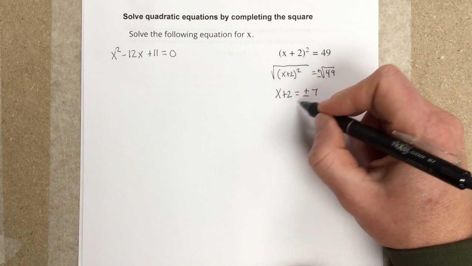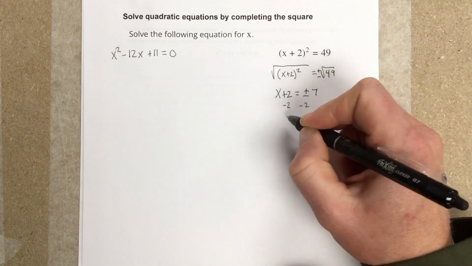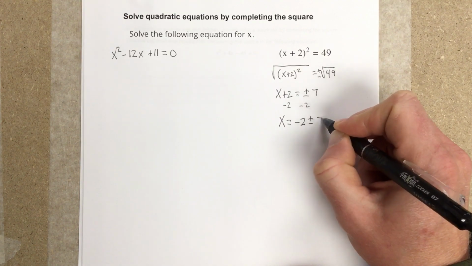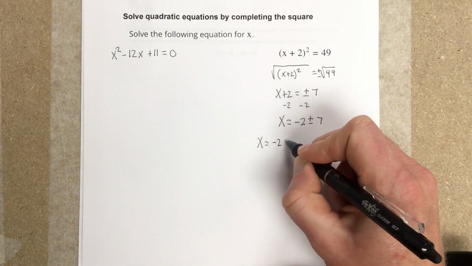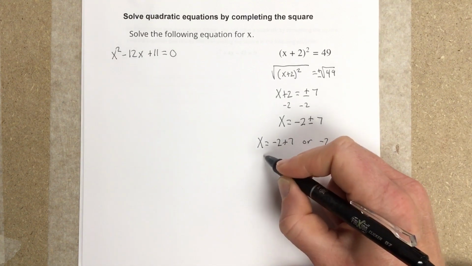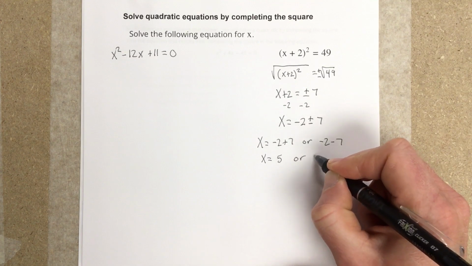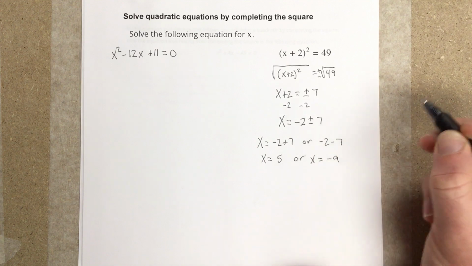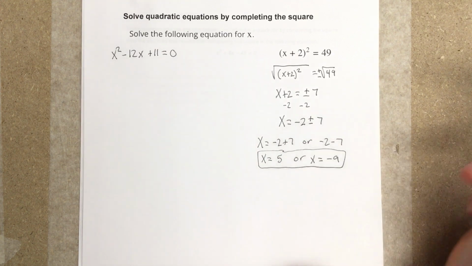So then I'm going to subtract 2 on each side. And when I subtract 2 from each side, I get x is equal to negative 2 plus or minus 7. So I've got two options here. x is equal to negative 2 plus 7 or negative 2 minus 7. So I end up with x is equal to 5 or x is equal to negative 9. So that's how you solve for the ending part of a completing the square problem.